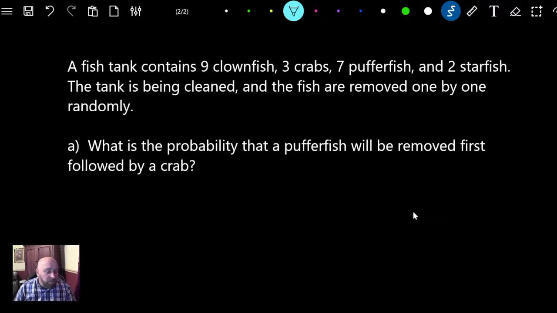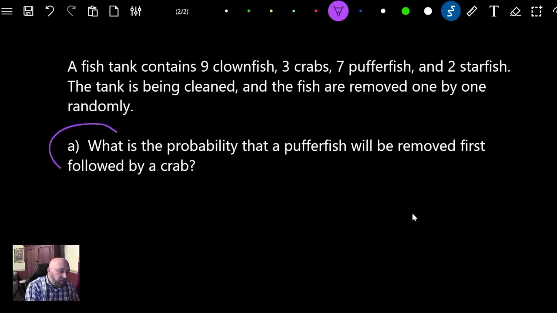Page 394 says, a fish tank contains 9 clownfish, 3 crabs, 7 pufferfish, and 2 starfish. The tank is being cleaned, and the fish are being removed one by one randomly. So it's not like they're saying, okay, let's take out all the clownfish first, and then let's take out all the crabs next, and then let's take all the pufferfish out. No. It's scoop in there and whatever comes out.